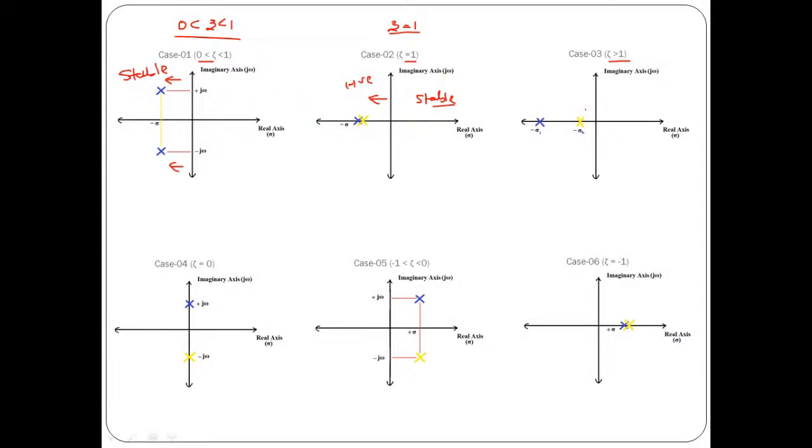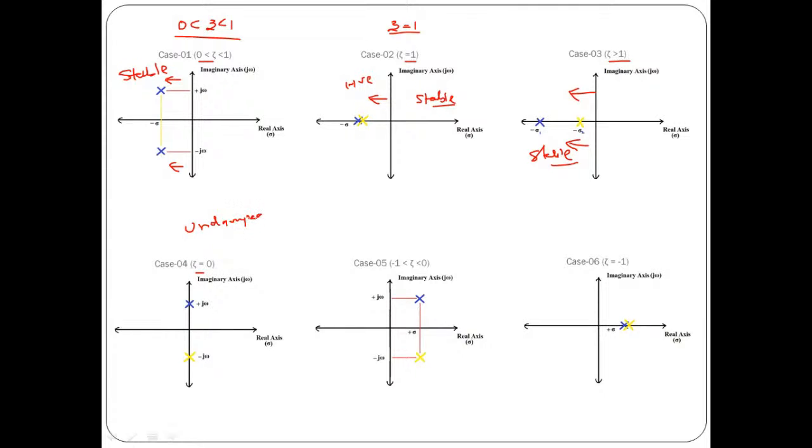And the moment you increase the value of zeta more than 1, that means overdamped. Again here, the nature of the poles are real, equal, and different. And if you see the location, they are on the left hand side with respect to the imaginary axis. The system is said to be again stable.